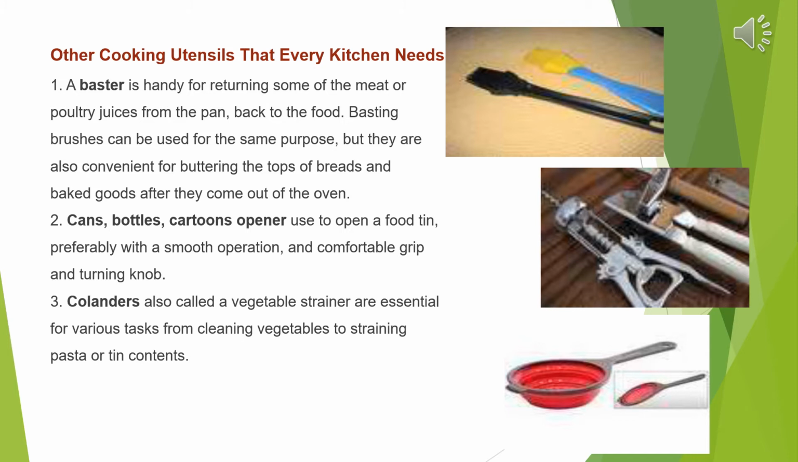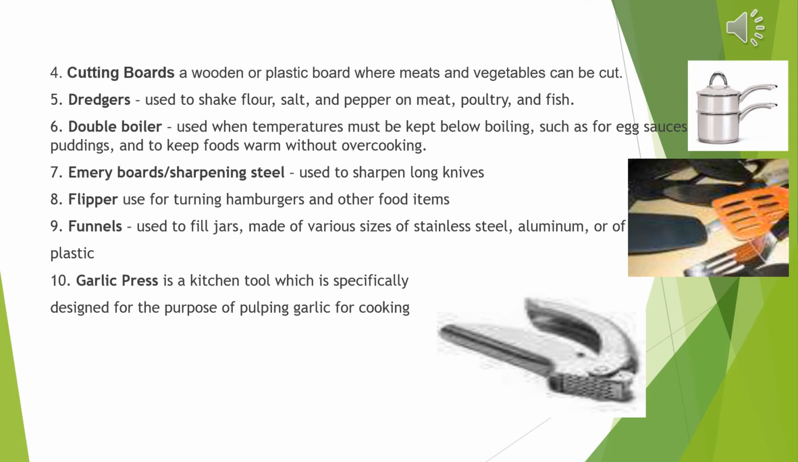And also we have colanders, also called a vegetable strainer, essential for various tasks, from cleaning vegetables to straining pasta or tin contents. And also we have cutting boards, a wooden or plastic board where meats and vegetables can be cut. And also we have dredgers, used to shake flour, salt, and pepper on meat, poultry, and fish. And also we have double boiler, used when temperatures must be kept below boiling, such as for egg sauces, puddings, and to keep foods warm without overcooking.